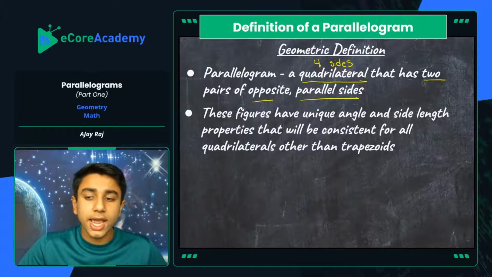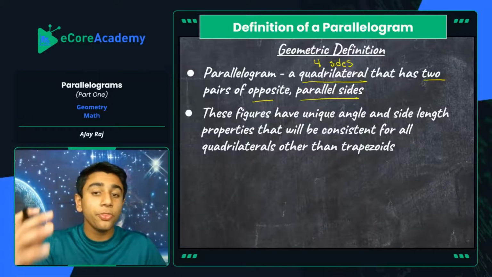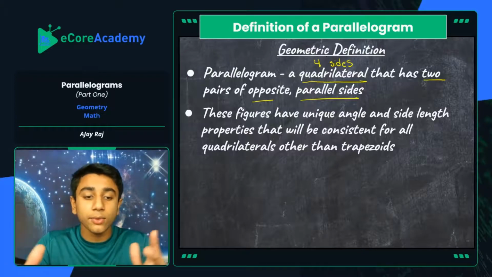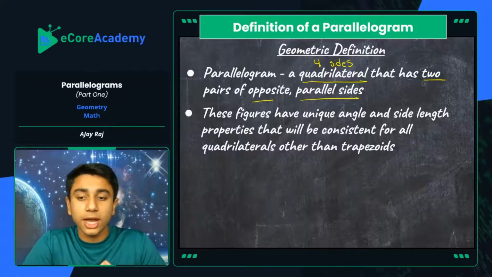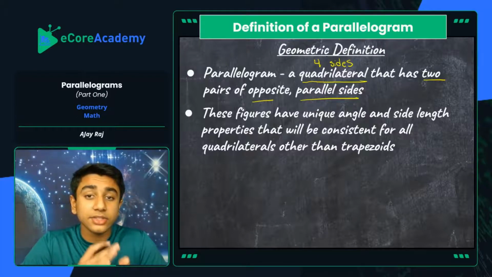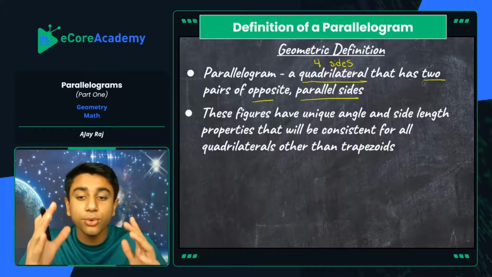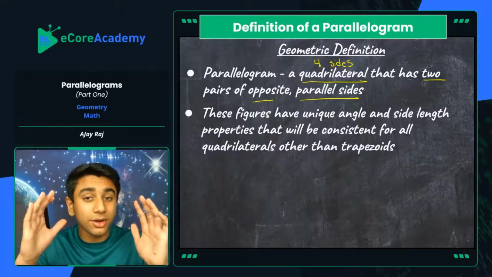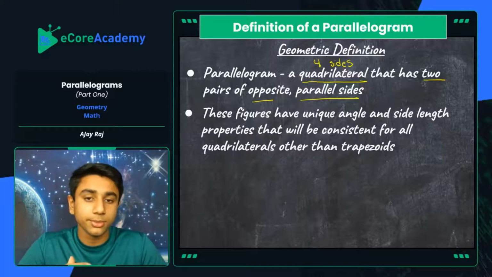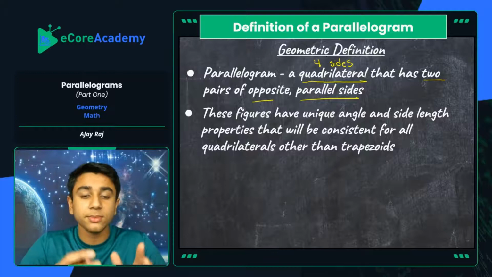These figures have unique angle and side length properties that will be consistent for all quadrilaterals other than trapezoids. And there goes that same exact property that I was telling you. Parallelograms have such a wide representation, and trapezoids are not a specific type of parallelogram, but that's the only type of four-sided figure that does not go under the category of a parallelogram. And that's crazy. That's the only regular quadrilateral that does not go under a parallelogram. And that's absolutely crazy, seeing how much of a wide representation parallelograms have, and they have such a very general definition, which gives them that wide variety.